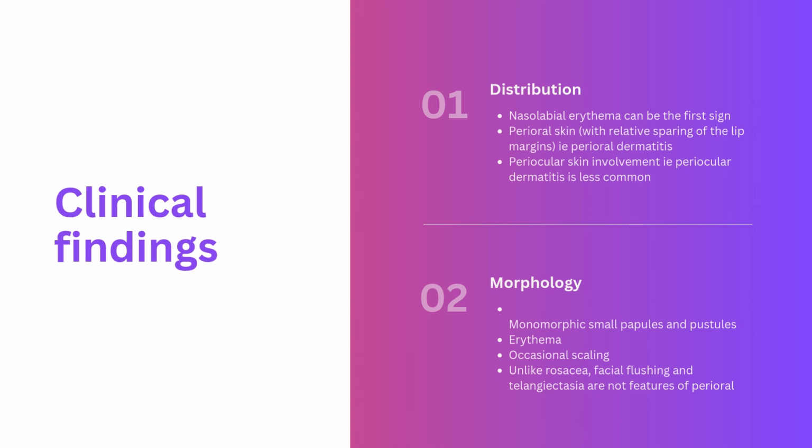Morphology: the eruption consists of monomorphic small papules and pustules, accompanied by erythema and occasional scaling. Importantly, unlike rosacea, facial flushing and telangiectasia are not features of perioral dermatitis. This distinction aids in accurate diagnosis.